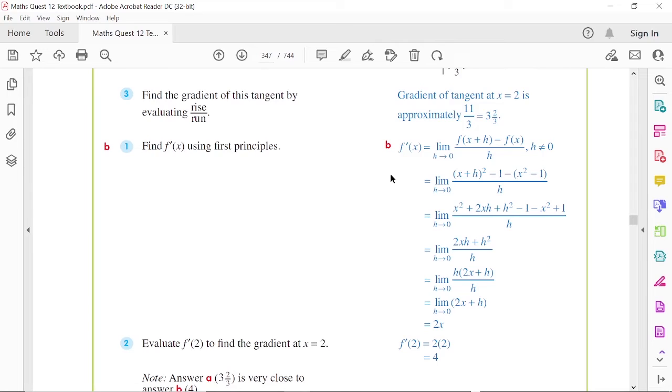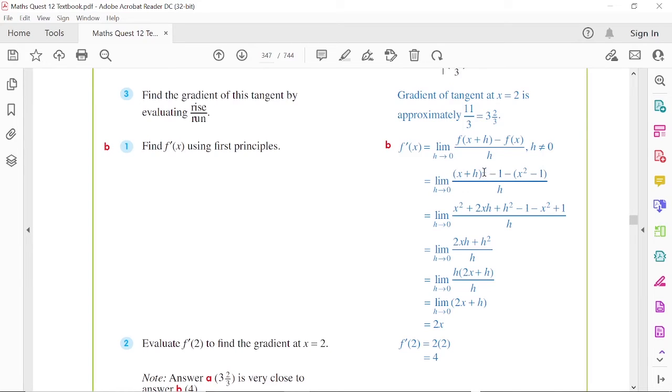So f of x plus h will be x plus h squared minus 1. Okay, so that's this first part here. Then we've got minus f of x. Well, f of x is this here. So that's this second line then.